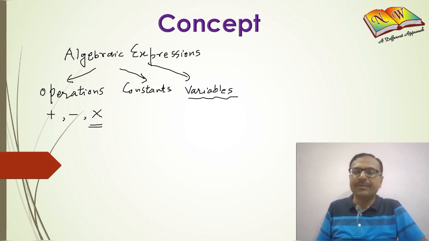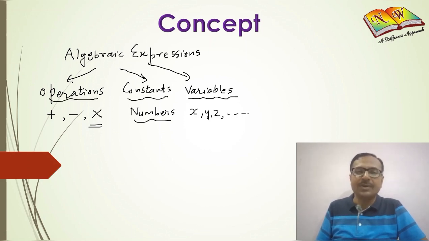Normally, the variables which we use in algebraic expressions are x, y, z, and so on. The constants are numbers. They can be positive numbers or negative numbers or even fractions. The operations of plus and minus determine how many terms are there in an algebraic expression.